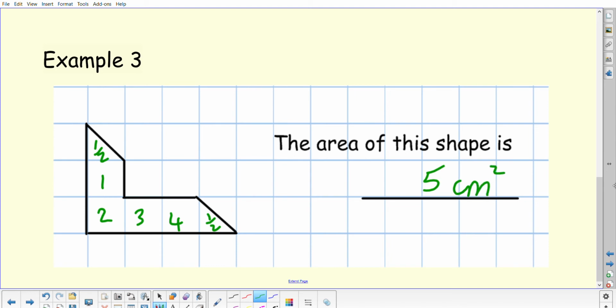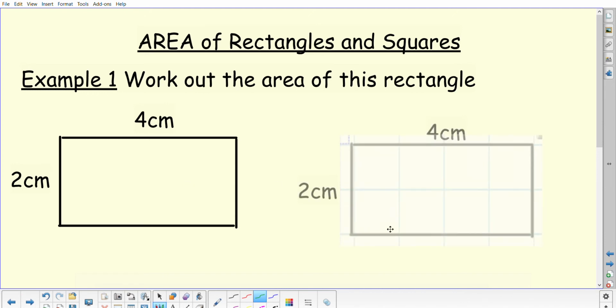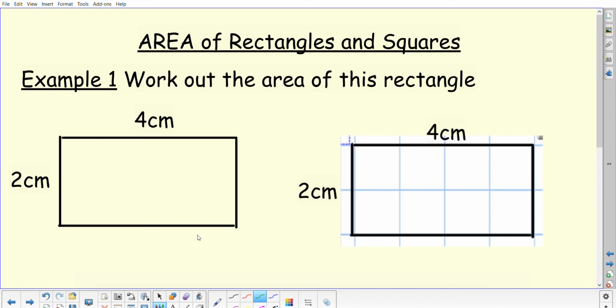So for shapes where you can easily see the squares that are covering the inside, it's quite quick and quite easy. However, if you've got no squares there, what do you do? So this here, we can clearly see on the left, no squares inside it, but if we did put squares inside it, it would look like that. So two rows of centimetre squares by 4 columns.